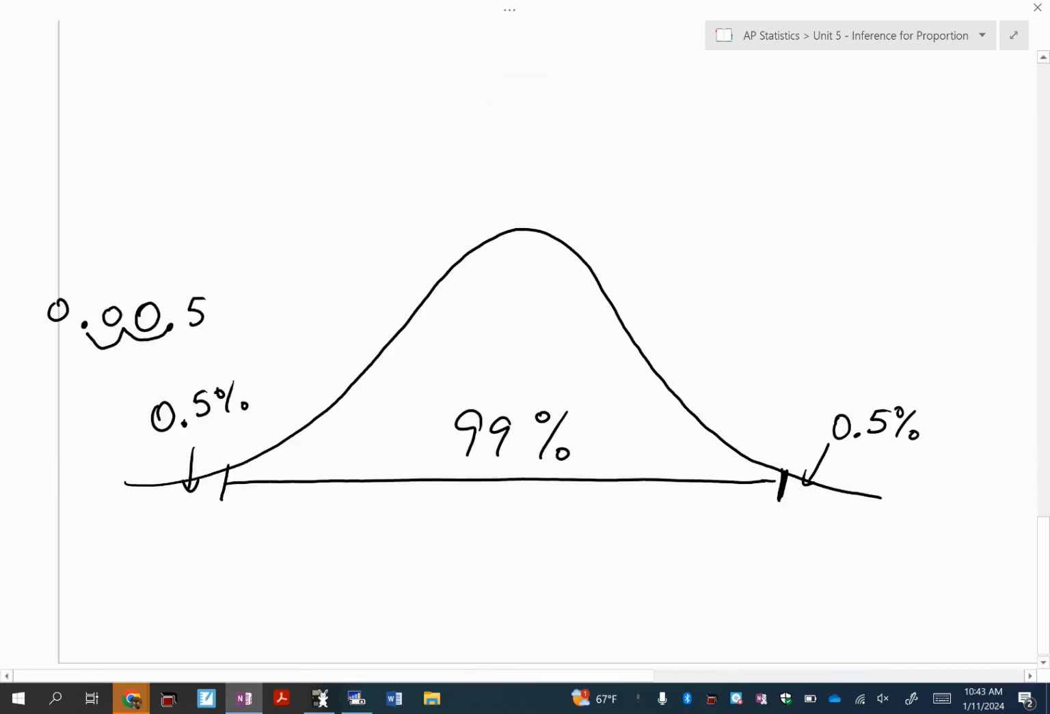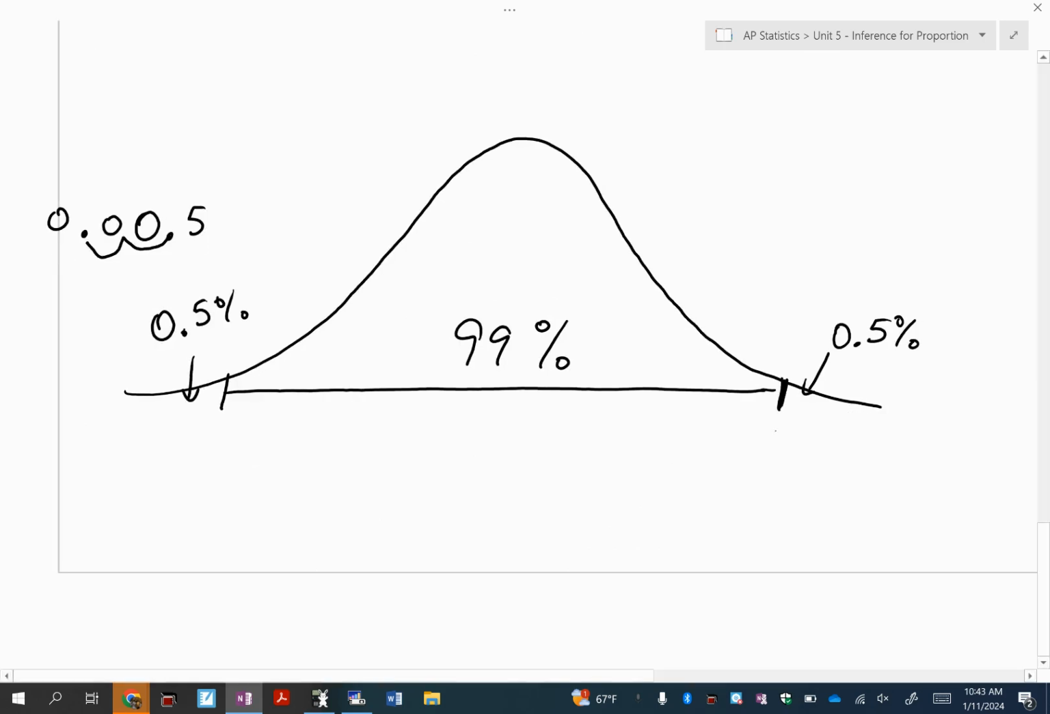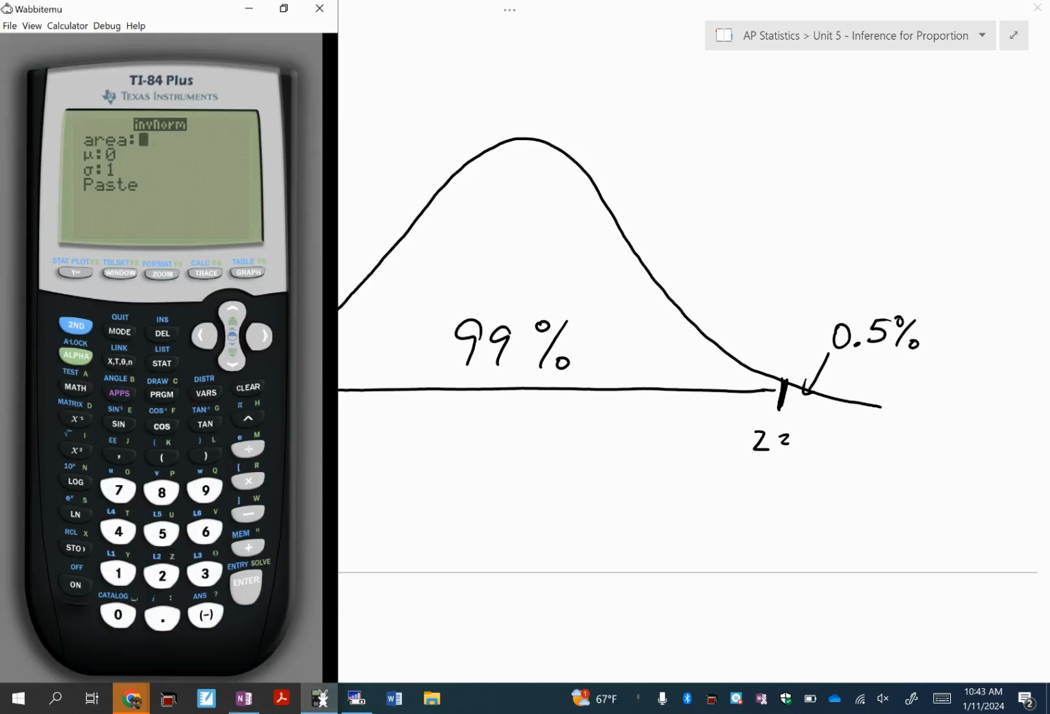But if you wanted to find the positive, you'd have to find this one, which would mean how much area is to the left of that? 99.5%. I'll do it again. How much area is to the left of that? 99.5%. So if I cleared this and you typed in 0.995, you get the exact same number that we're about to get, but yours would just say positive. So it really doesn't matter.